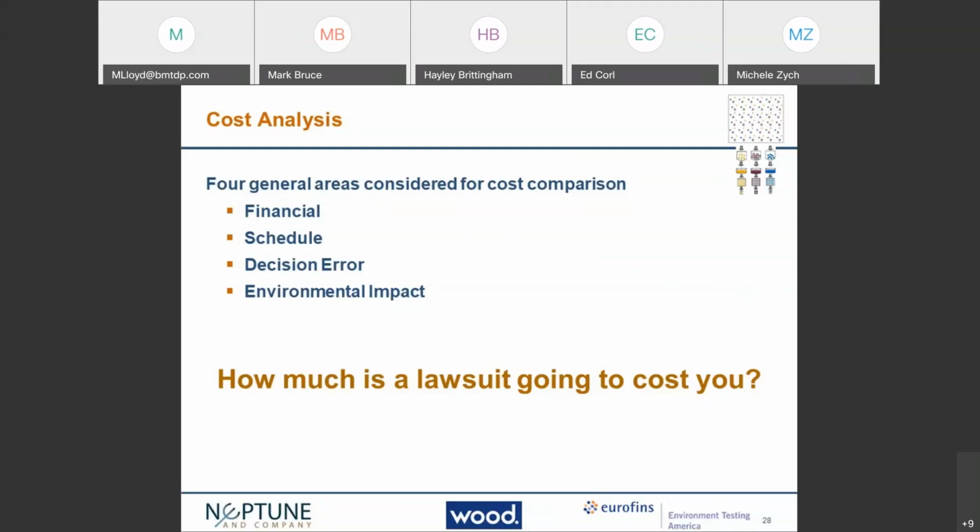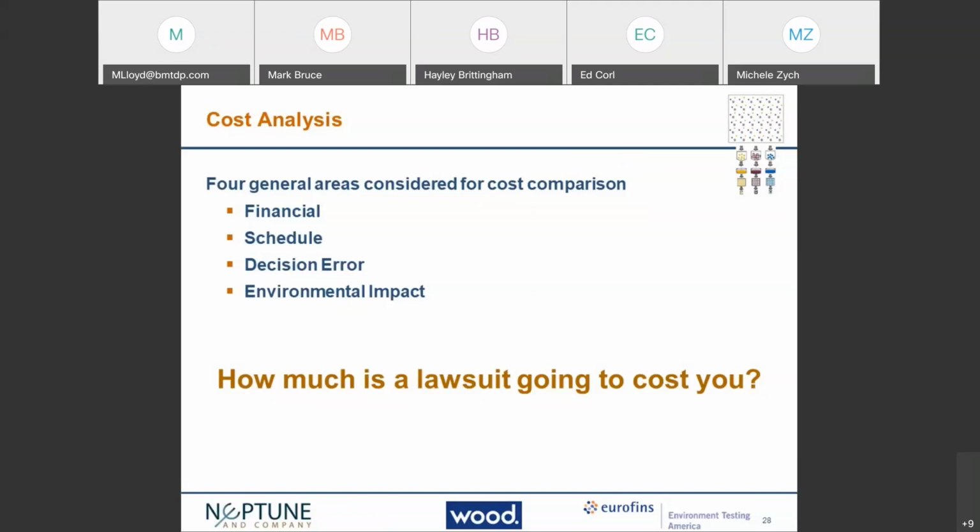within the ISM guidance itself, we wanted to provide some level of at least description about 4 general areas that you want to consider. And that is the financial costs, the schedule costs, or the change in schedule, any decision error, and environmental impact. Another way to think about it is how much is the lawsuit going to cost you down the road if proper decisions aren't made?